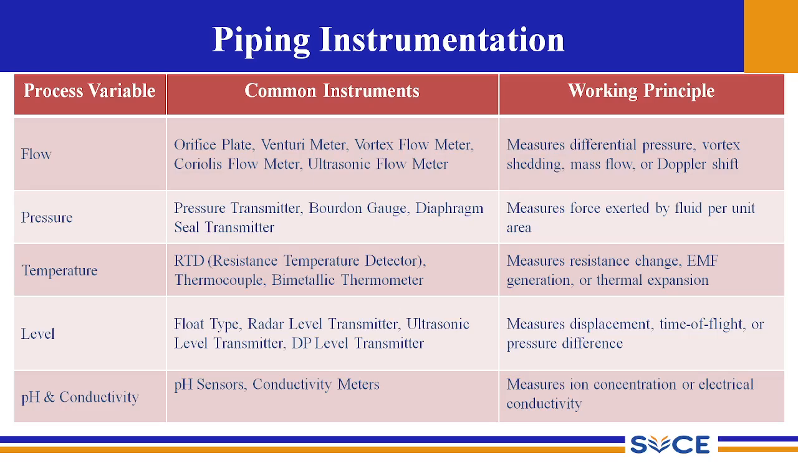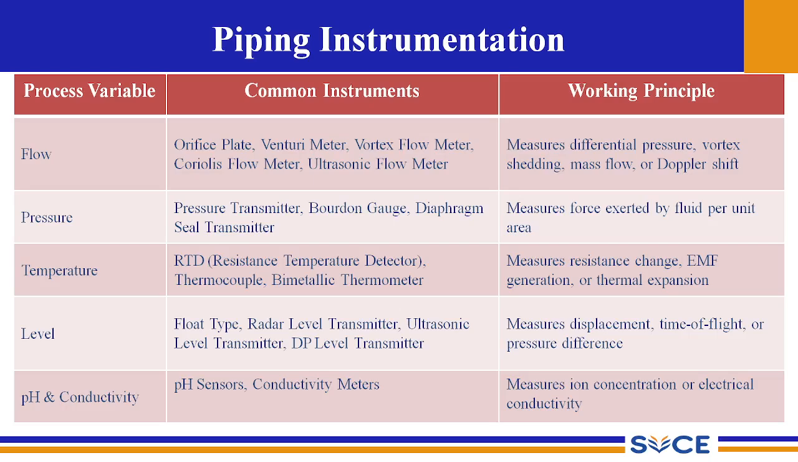So in piping instrumentation, we look at this table to understand the various common instruments that will be used for measuring a process variable. So if we consider flow to be the process variable, the common instruments that are used for measuring the flow are the orifice plate, then venturi meter, vortex flow meter, then Coriolis flow meter, then ultrasonic flow meter. The working principle of these common instruments will be, in the case of orifice and venturi meters, to measure the differential pressure.